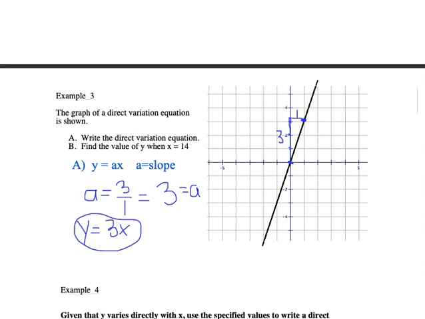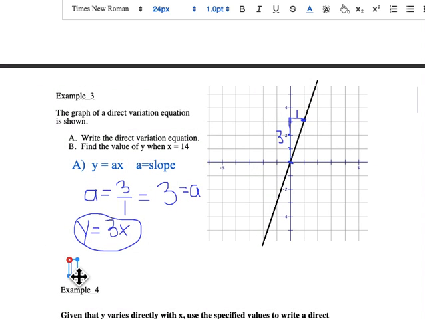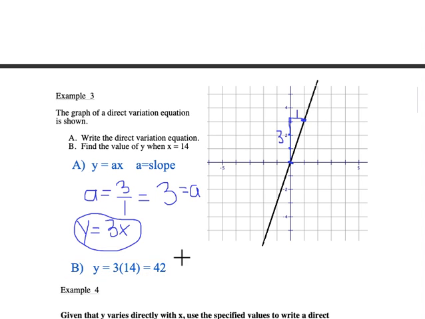Now let's do part B to this question. Part B asks me to find the value of y right here when x is equal to 14. So I'm just going to write y equals 3 times 14, because we're going to replace the x with 14. And when you do 3 times 14 on the calculator, you get 42. So that is the answer to part B. When x is 14, y is going to be 42.